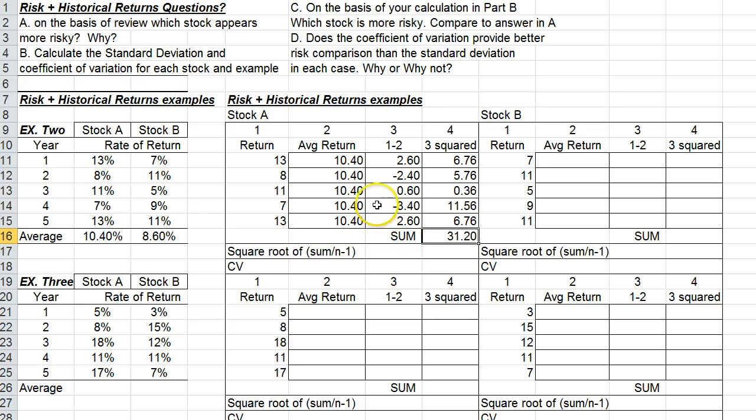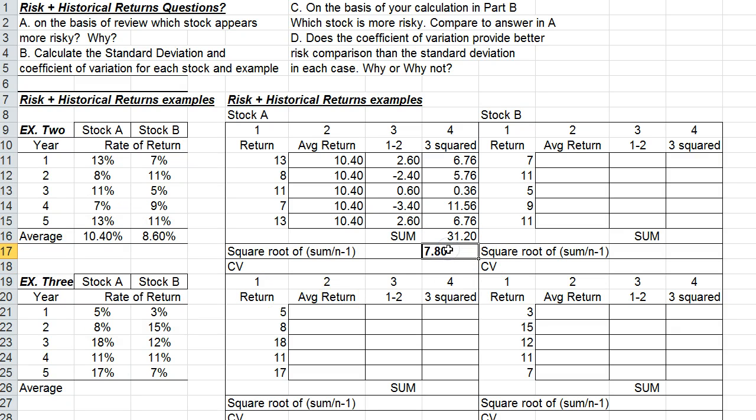Okay, the next step is dividing the sum by n minus 1 and finding the square root of that. So first I'm going to take the sum and divide it by n minus 1. In this case, n is 5. There are 5 observations, and n minus 1 is 4. And we do this because it's a sample set. For all sample sets, we have to take the results and divide by 5 minus 1.